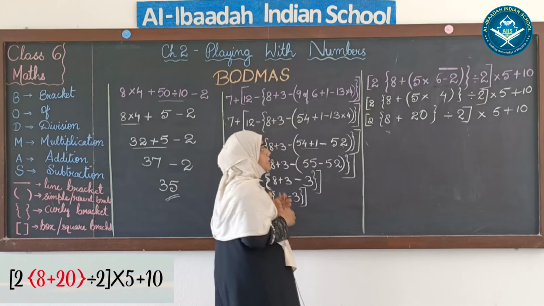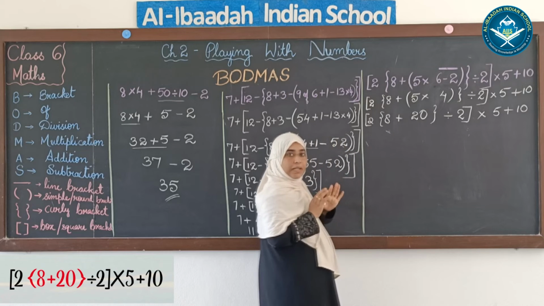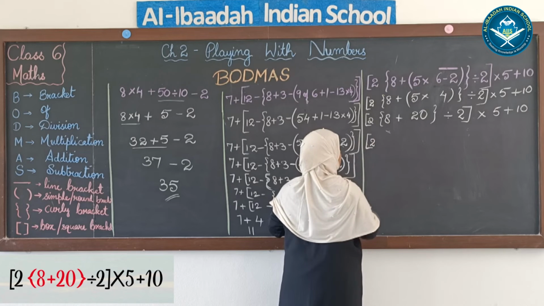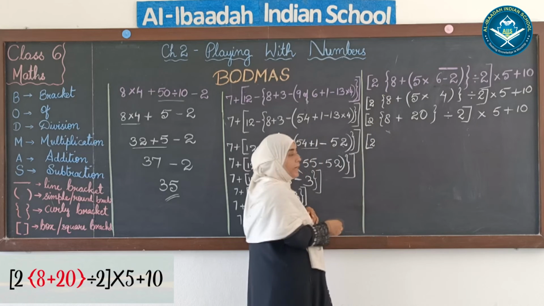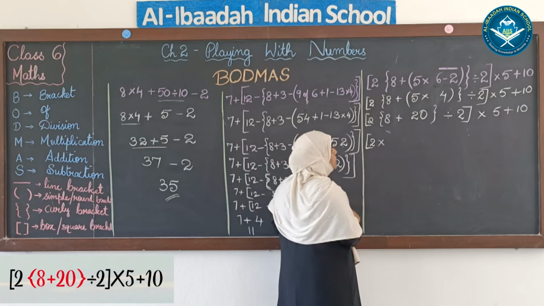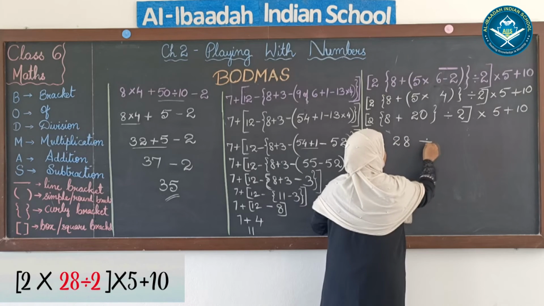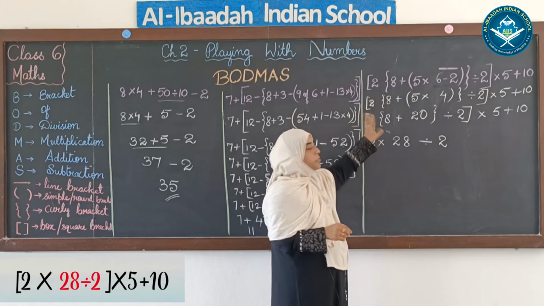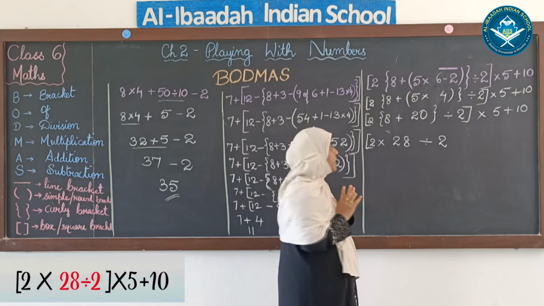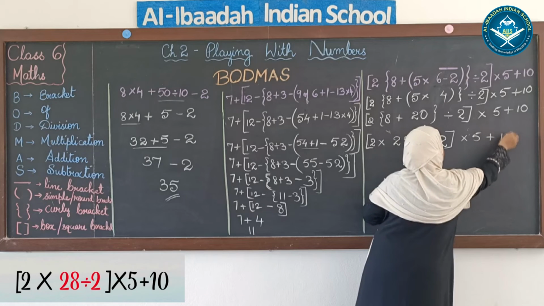Next, after the simple bracket, we have to solve the curly bracket. Now inside the curly bracket again we have just one operation to do, that is addition. So we will solve that first. 2. Now when there is no sign we will write it as multiplication. Now 8 plus 20, that is 28, divided by 2. Here you can see I have removed the curly bracket because I have already solved the operation which was inside the curly bracket. Box bracket 5 plus 10.